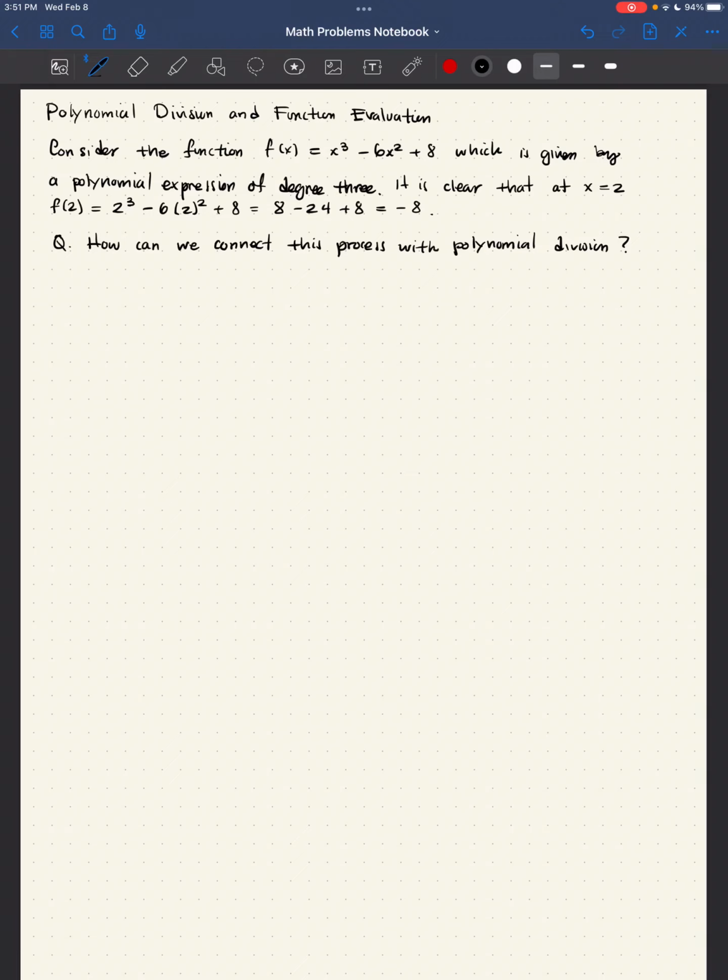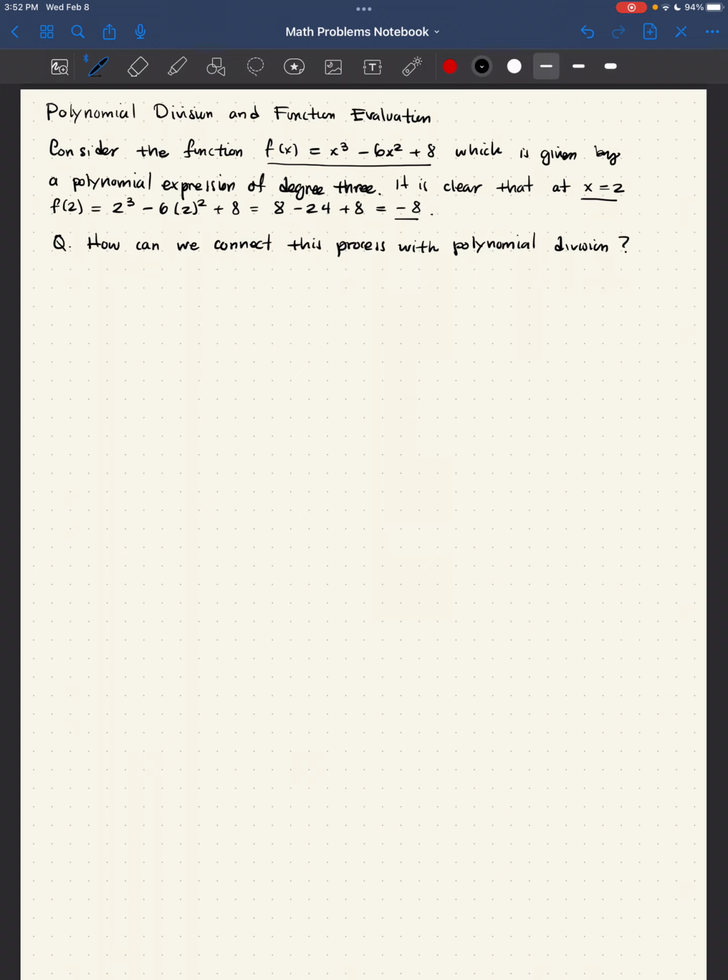Hello, this time we're going to consider the case of polynomial division and function evaluation. And for that, we're going to take an example. In this case, we have a function that is given by a polynomial of degree 3, just like this one, x cubed minus 6x squared plus 8. And we're going to evaluate it at a particular value, in this case, x equal to 2. After some computation, it turns out that the value of this function at 2 is negative 8.